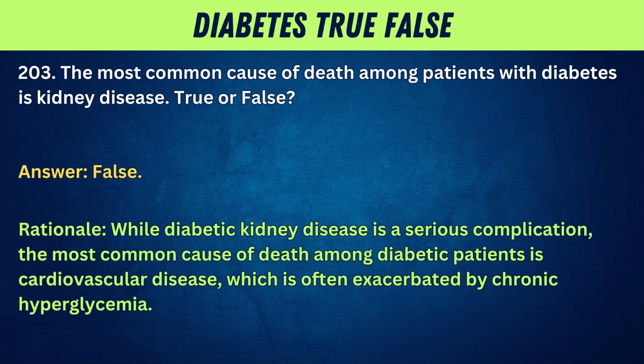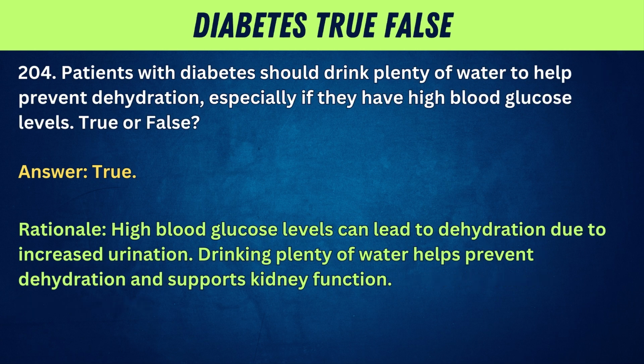203. The most common cause of death among patients with diabetes is kidney disease. True or false? Answer: false. Rationale: while diabetic kidney disease is a serious complication, the most common cause of death among diabetic patients is cardiovascular disease, which is often exacerbated by chronic hyperglycemia.